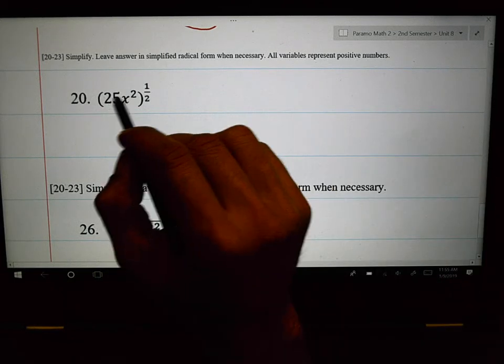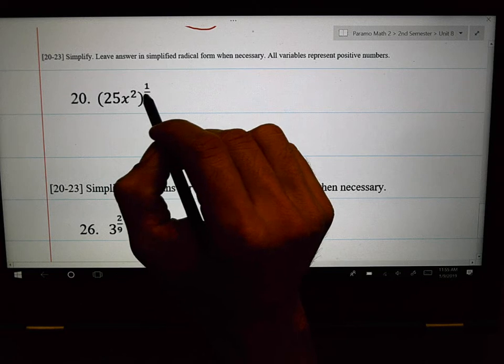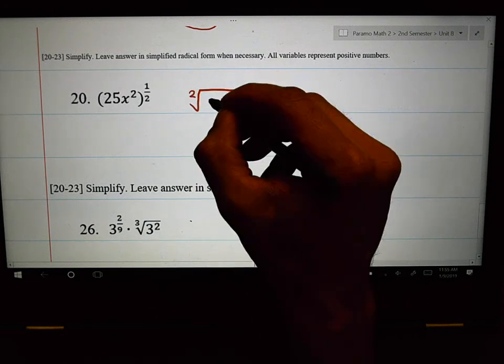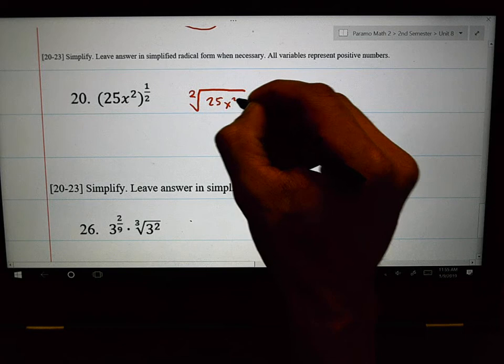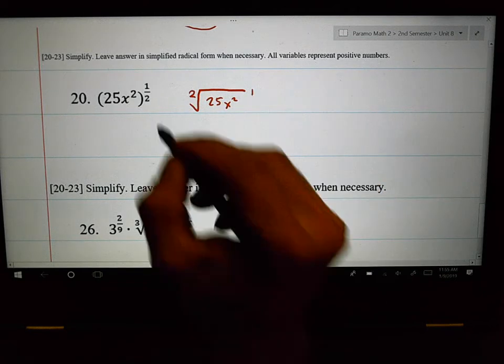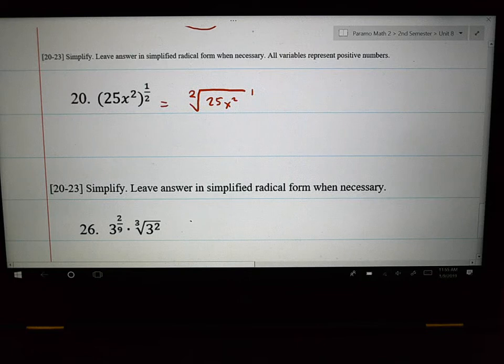So what I'm going to do now is I have this whole group to the 1/2 power. I'm going to put the whole group inside a square root. I can put the 1 there. I don't really need it there, but I'm going to put it there because that's where it belongs.